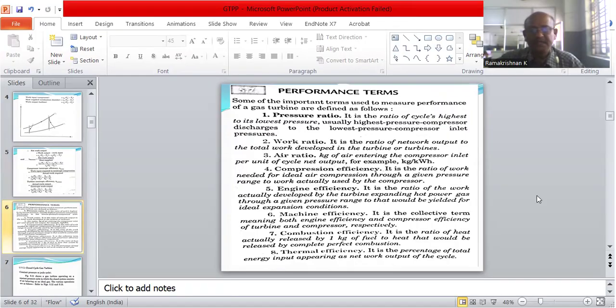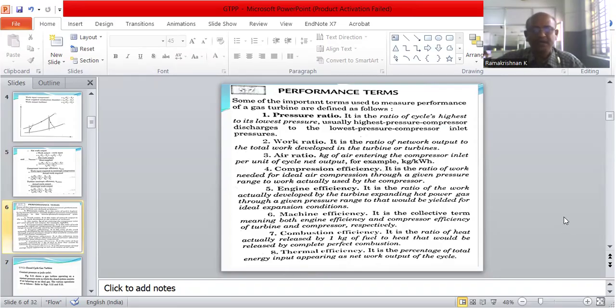In this connection, there are some terms that it is desirable to know. Some terms are pressure ratio. It is the ratio of the highest pressure to the lowest pressure. Normally, the highest pressure occurs at the exit of the compressor, and the lowest pressure is at the inlet to the compressor. That is the pressure ratio.